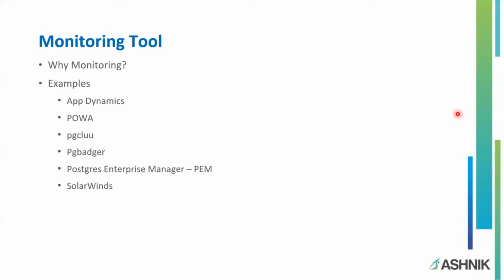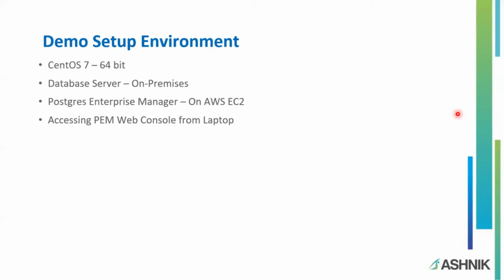So now I'm going to show you a demonstration of how Postgres Enterprise Manager is set up on a hybrid infrastructure I have implemented. In this demonstration, I'm going to use CentOS 7 64-bit as the OS for my database server. My database server is on premises and the monitoring tool PEM is installed on an AWS Cloud EC2 machine. That EC2 also has CentOS 7 64-bit as the operating system, and I'm going to access my PEM via web client from my laptop.